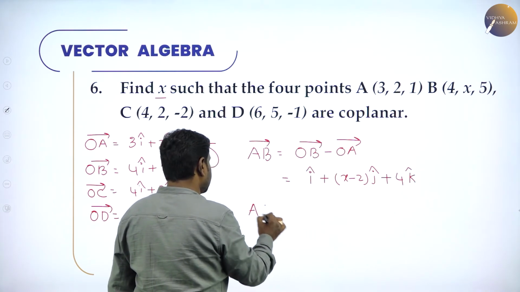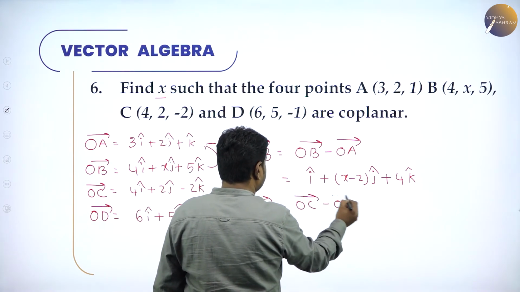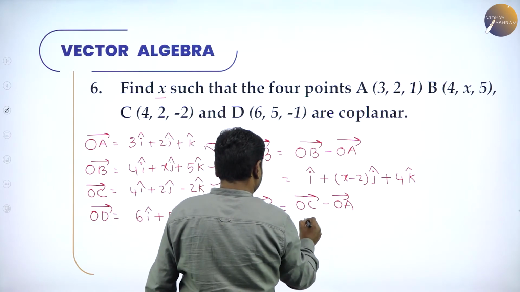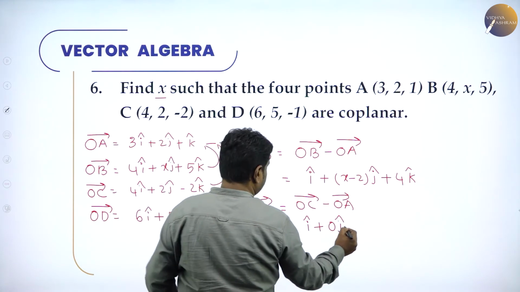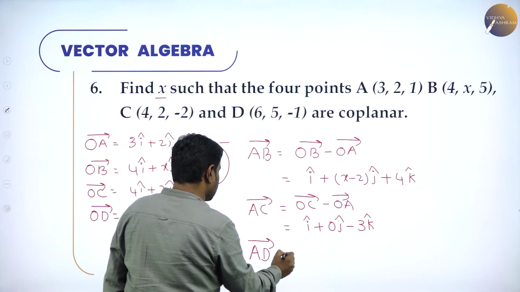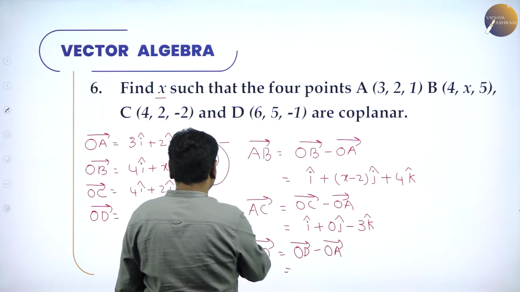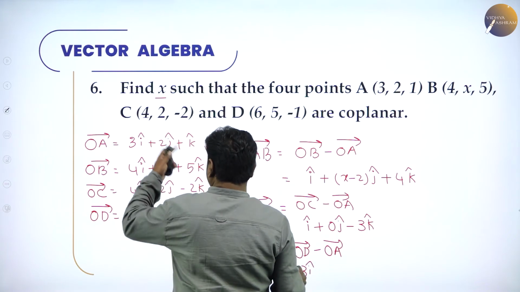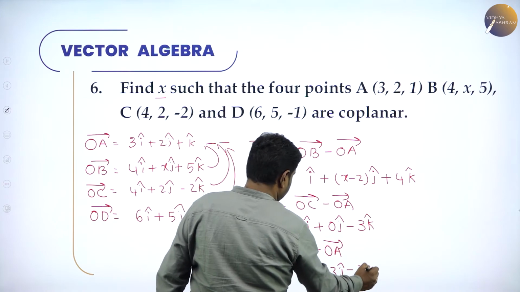Then go to vector AC. AC is what? OC minus OA. So OC minus OA means C minus A. So subtract, that is 4 minus 3 is i cap. Then 2 minus 2 is 0 j cap. Then minus 2 minus 1 is minus 3 k cap. Then AD. What is vector AD? OD minus OA. Vector OD minus vector OA. So that is 6 minus 3 is 3i cap. Further 5 minus 2 is 3j cap. Then further minus 2 minus 1 is minus 3k cap.